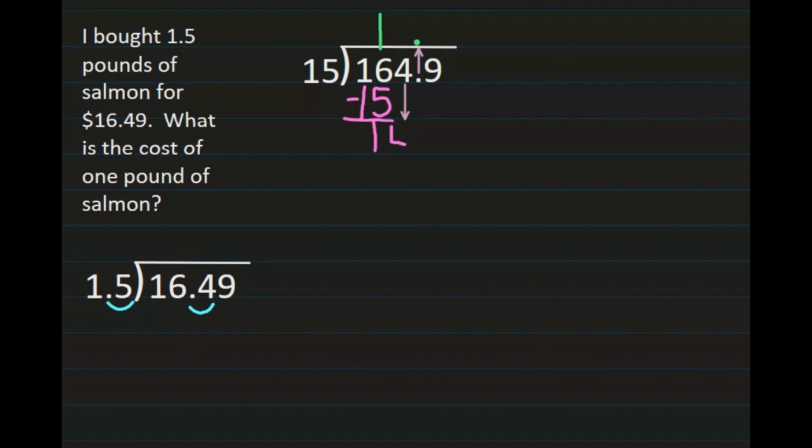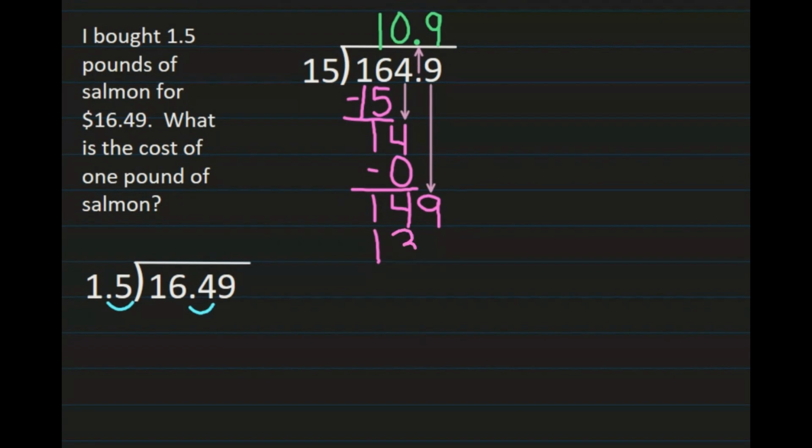So I'll have 14 divided by 15. 14 divided by 15 is 0. 0 times 15 is 0, and then I am subtracting. 14 minus 0 is 14. I have the 9 there behind the decimal. I need to bring that down. Bringing it straight down gives me 149 divided by 15. 149 divided by 15 is 9. 9 times 15 is 135. Then I am subtracting.